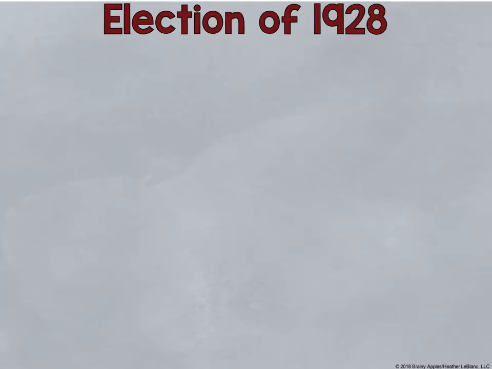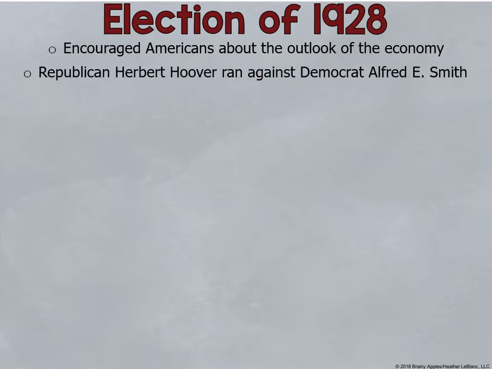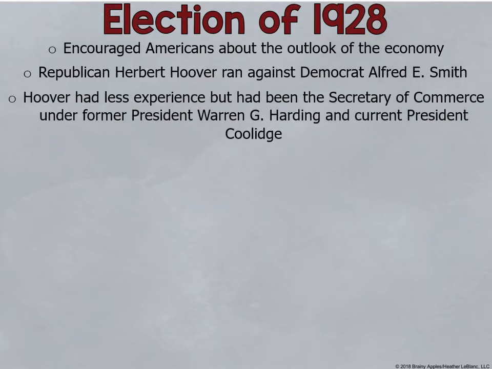All right, what a great time for an election. Good luck. You're the president as the economy is falling in 1928. So people were trying to be optimistic. We have Republican Herbert Hoover against Democrat Alfred Smith. Hoover had less experience, however, he was the Secretary of Commerce, so people believed that maybe he could pull this out. Maybe he could get America back into an upswing of the economy, back into that boom period.